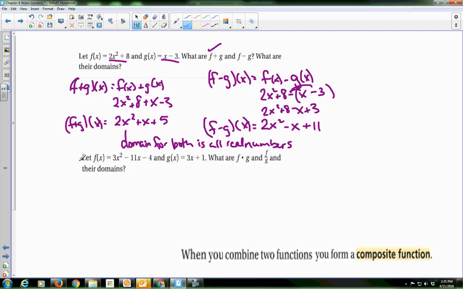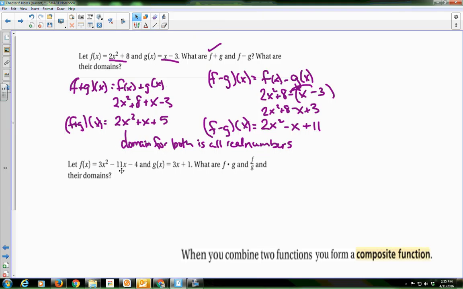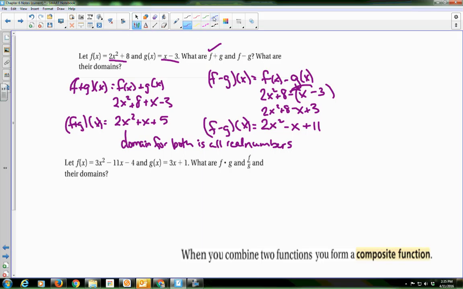Okay, so let's take the other scenario where we have f of x and g of x. So we're going to be multiplying and dividing those. So if I were to take f times g, that's my f function, 3x squared minus 11x minus 4, times my g of x function, 3x plus 1.